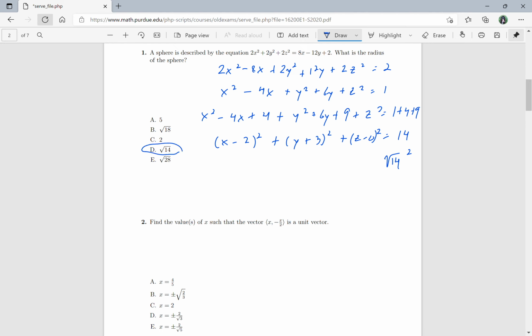Find the value such that this vector is a unit vector. That's going to be magnitude 1. Square each component, add them together, take the square root. First step is we're going to square both sides. So we have simplified that fraction as 5/4 x squared. x squared must be 4/5. So x is positive or negative 2 over root 5.